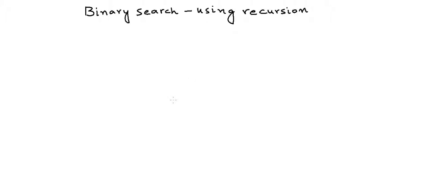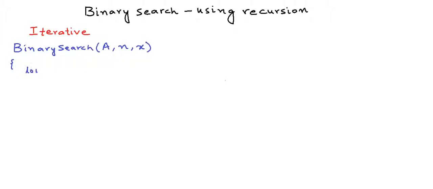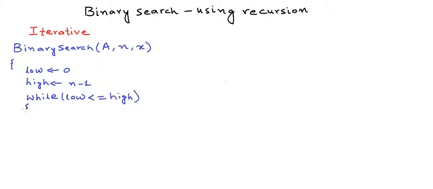Let us first quickly write an iterative version of binary search. So I will write a method binary search that will take as argument a sorted array A, the size of the array n, and an element x that is to be searched for. Then we initialize two variables, low and high, low to 0 and high to n minus 1, and we say that while low is less than or equal to high, calculate the middle index as (low plus high) upon 2.